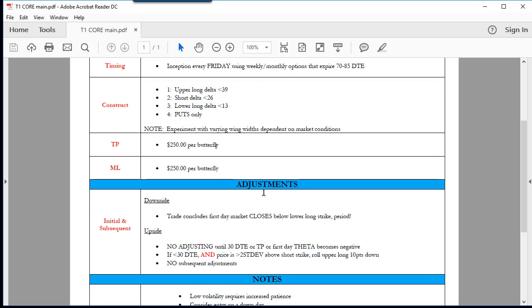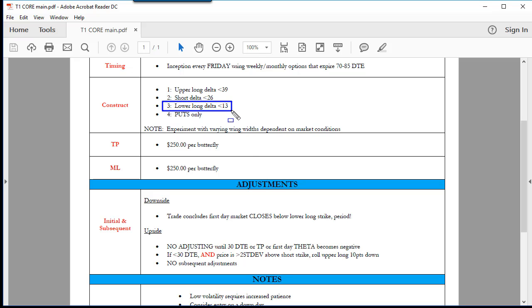Now, adjustments. The first adjustment to the downside is the first day the market closes below the lower long strike, which is this one right here, right? Lower long delta less than 13.